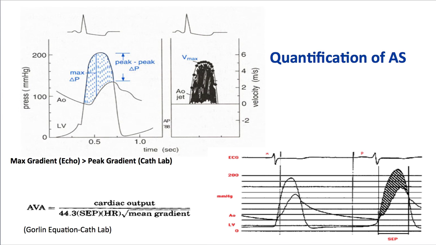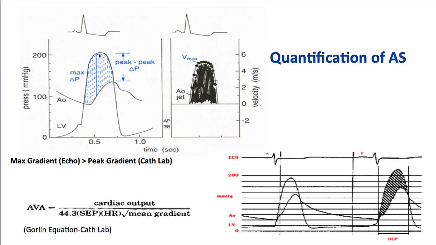And let me just touch on this very briefly. On the top left shows what it would look like in the cath lab if you had a catheter inside the left ventricle, which would be the LV trace here, the highest one, and one out in the aorta. So you're measuring pressures across the aortic valve, both before it and after it. And the maximal pressure gradient is shown here, as well as what's called the peak-to-peak gradient, which you can see is not occurring at the same time.